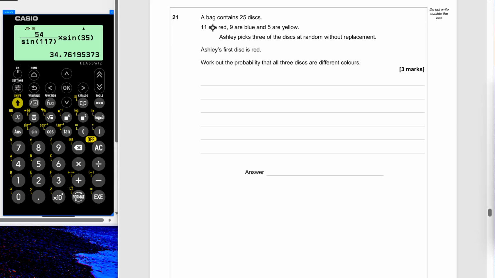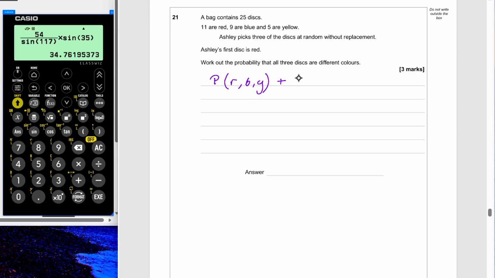Okay, so the first disc is red. Probability of picking a blue for the second disc is 9 out of 24. And then she would need to then pick a yellow disc. There are no longer 24, there are only 23. That's the probability of picking a red, then a blue, then a yellow. Let's rewind that slightly. So we want to find the probability of picking... We've already got red for the first one, but after the red, so red and then blue and then yellow.